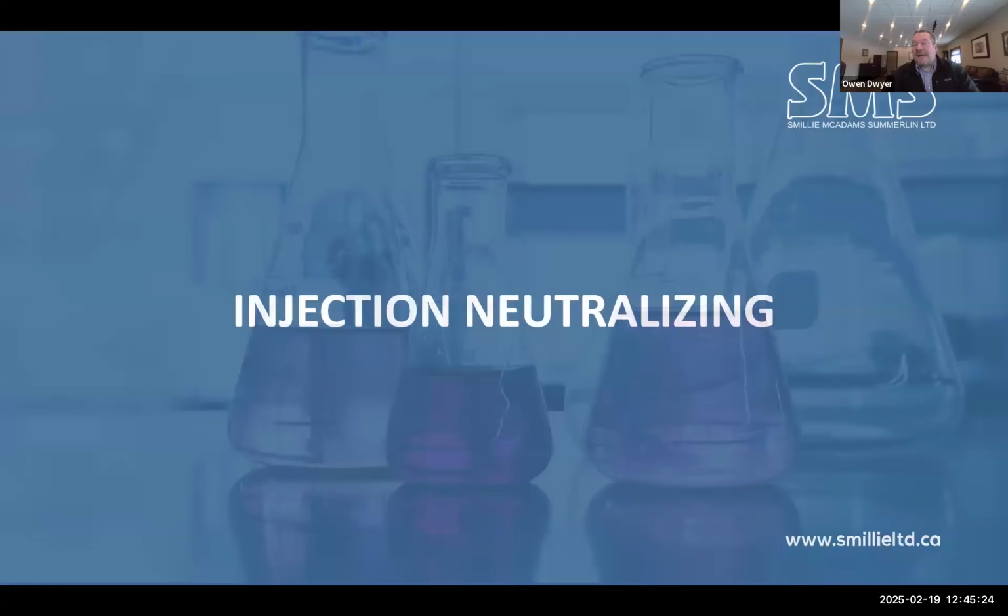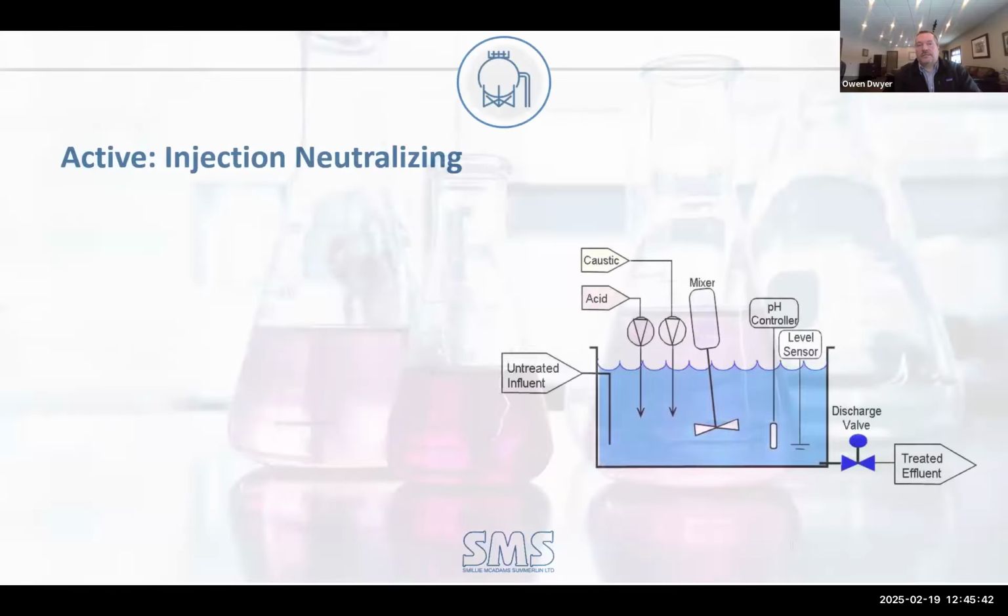So that's your passive side. You have your above or below grade limestone systems based on fixture unit calculations for a specific dwell time, 1 hour per fixture unit in the system. When it gets to neutralization by way of injection, or active neutralizing, you essentially have your untreated liquid coming in. You've got pumps that dose acids or caustics. You have an agitator that mixes it all together. You've got level sensors, pH controllers, etc. And then you can see on the right-hand side, you have your treated effluent that is within permissible parameters.